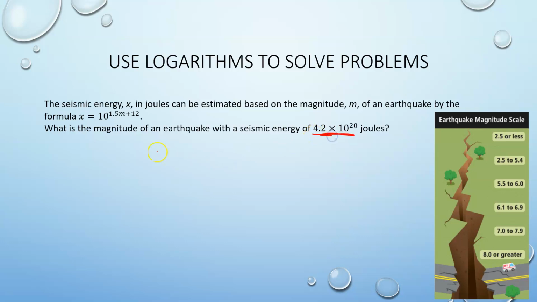So if I'm going to solve this algebraically, I'm going to substitute that for x. So I'm going to do 4.2 times 10 to the 20 equals this side of the equation, 10 to the 1.5m plus 12. Now before today, I would have almost cried if I saw this because I have no idea what to do with it. It's big, it's ugly, it's messy, plus I'm solving for something in an exponent. However, now as soon as I hear I'm solving for an exponent, I'm thinking logs, because that is the inverse of exponentials. It allows me to get that exponent by itself.